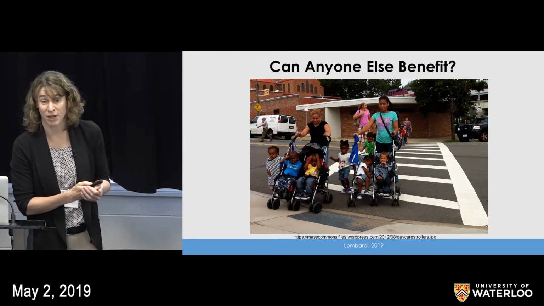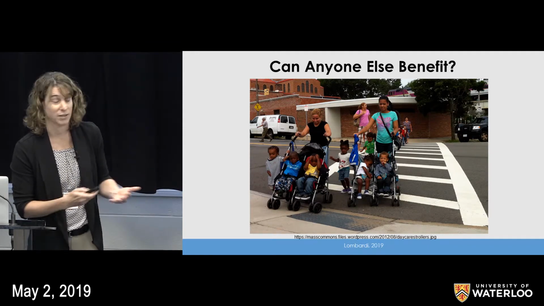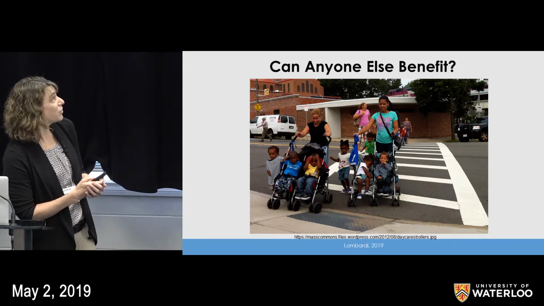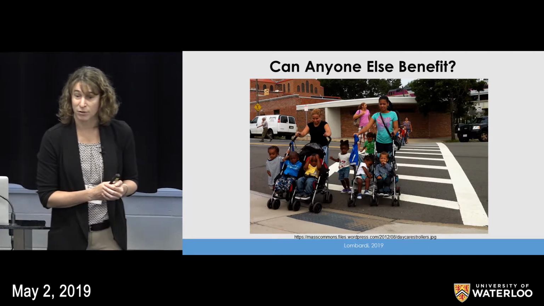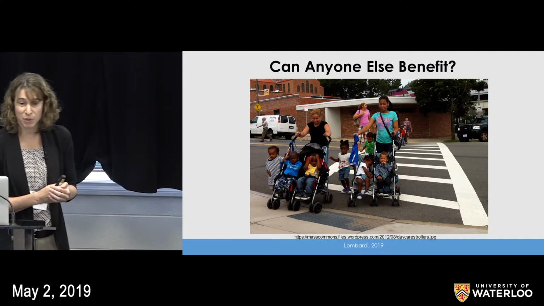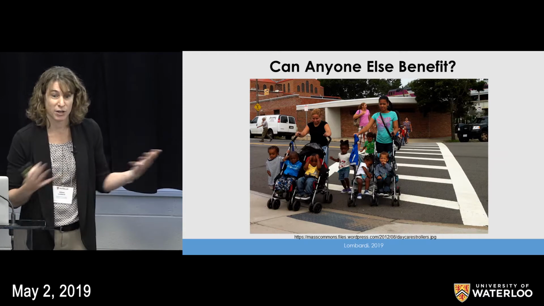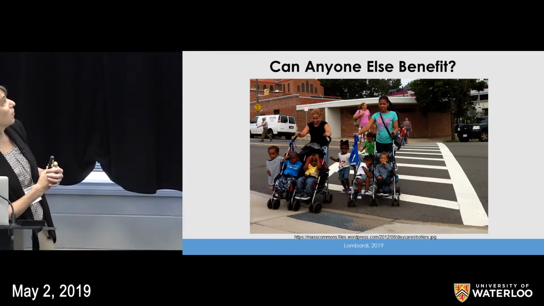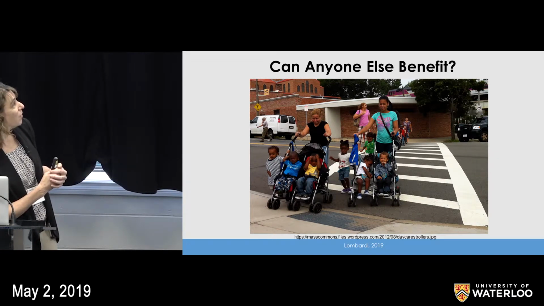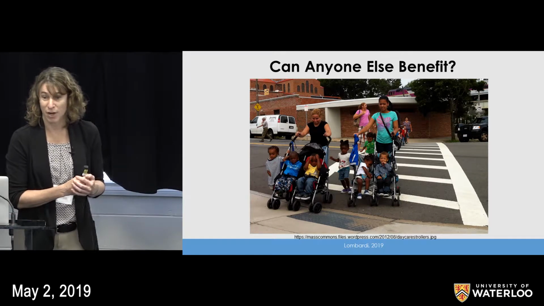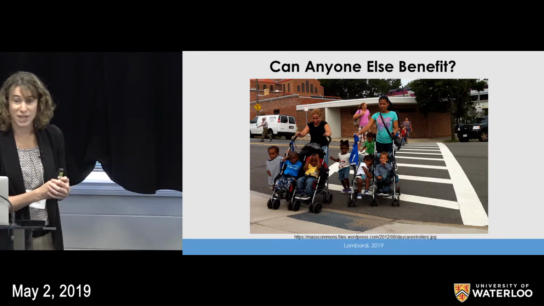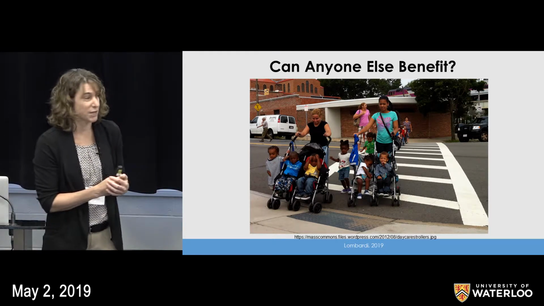Can anyone else benefit from just that design? Here's some people that might benefit, right? Might not be people with disabilities, might be people with disabilities. We don't actually know, we can't really tell by this picture alone, but people who use strollers can benefit from that kind of design for the same reasons, really, the safety reasons.